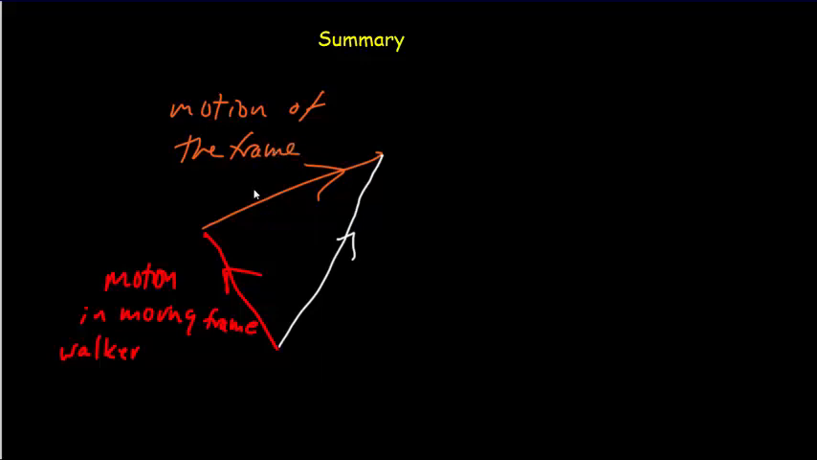So that would be the motion of the bus itself, or the motion of the subway train, or it'd be the motion of the water itself, or the air itself. And you add those two together, and what you get is this resultant velocity, which was, in all the cases that we looked at, a velocity relative to the ground.